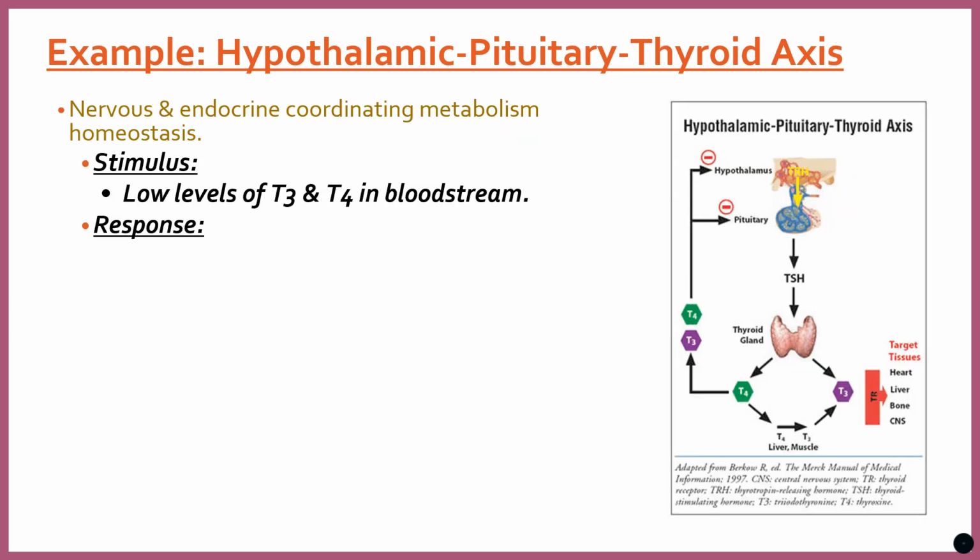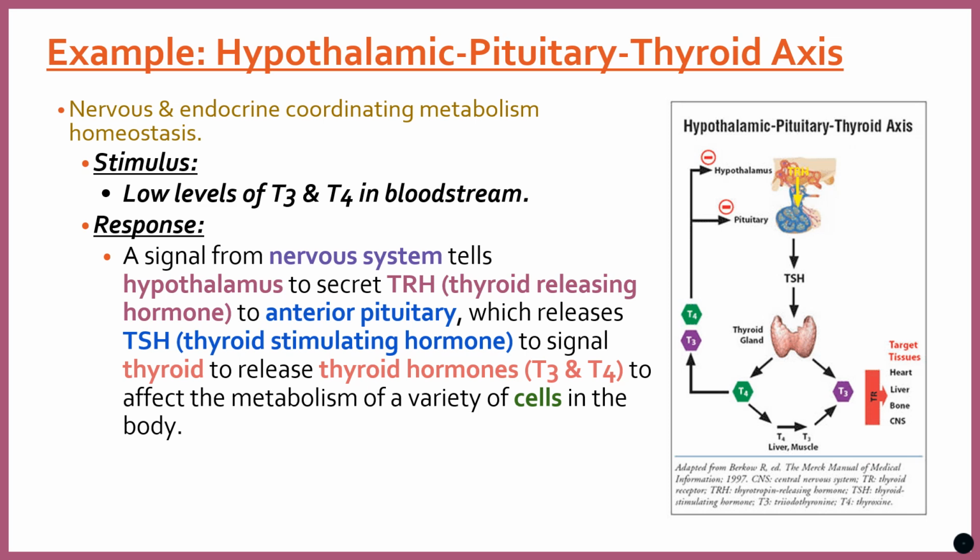Let's talk a little bit about the thyroid too, because this is a really important one that you will definitely see again. So this is another nervous and endocrine coordinating system that helps to control metabolism homeostasis. So the stimulus for this is going to be low levels of T3, T4 in the bloodstream. Remember, this is what is being produced by our thyroid. We talked about that in the last lecture.